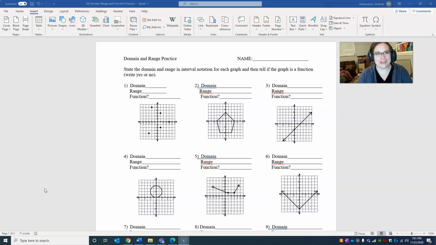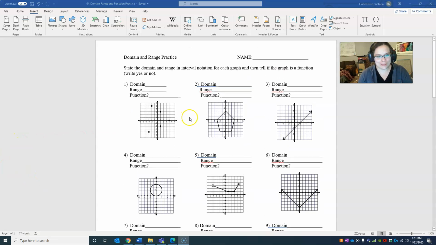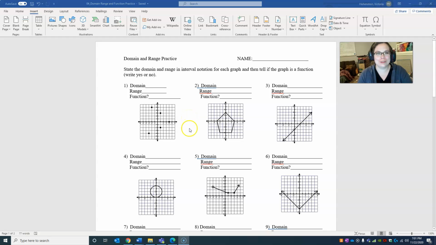What I'd like you to do today is work on some practice problems that we will go over in class together on Tuesday. There are 12 practice problems, but I'm going to do 3 of them as examples, so there are 9 problems for you to work independently.